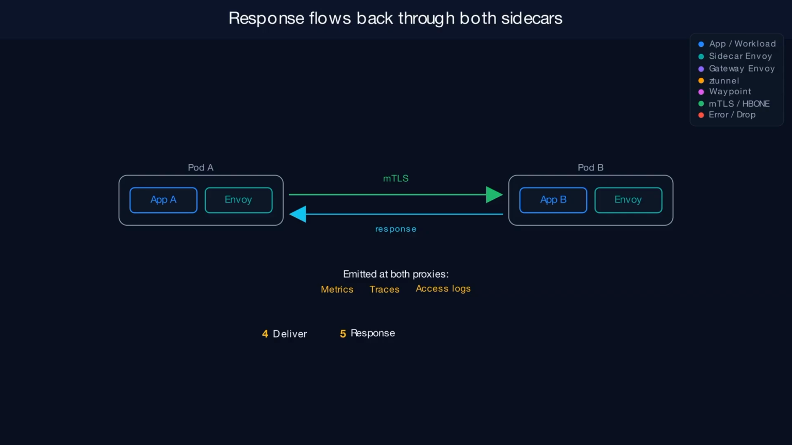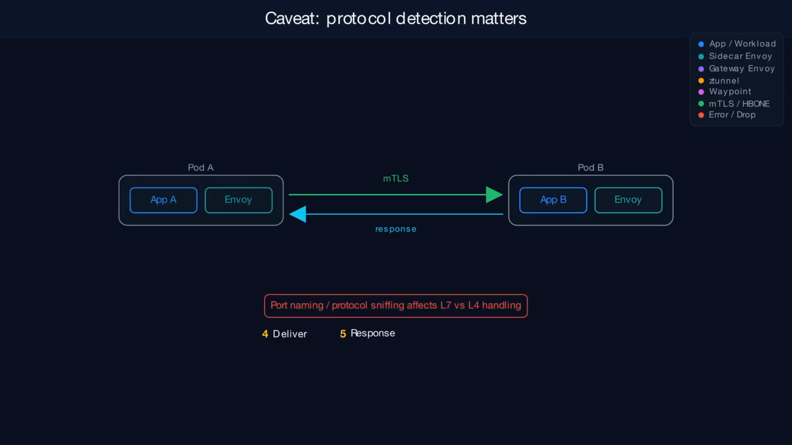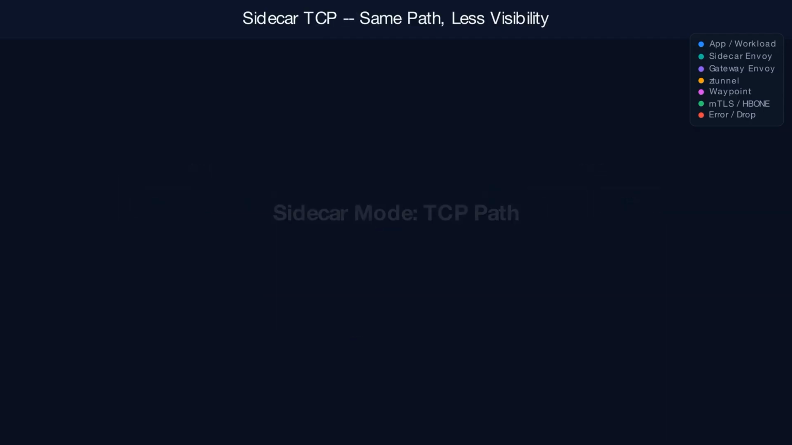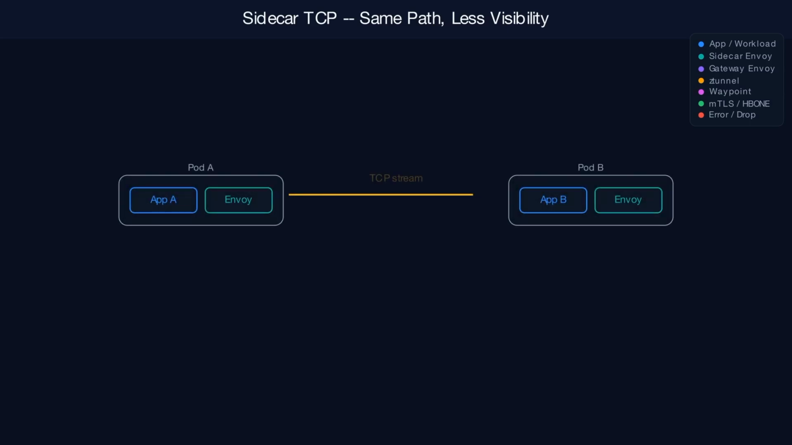That response flows back through the destination sidecar, across the network, through the source sidecar, and back to the calling application in Pod A. This round trip is why sidecar mode gives you rich HTTP telemetry, retry logic, and fine-grained policy enforcement. Both directions of traffic are mediated by Envoy proxies right next to the workload. One caveat: protocol detection and port naming affect whether Istio treats traffic as HTTP or falls back to opaque TCP handling. Now the same path, but for raw TCP instead of HTTP.